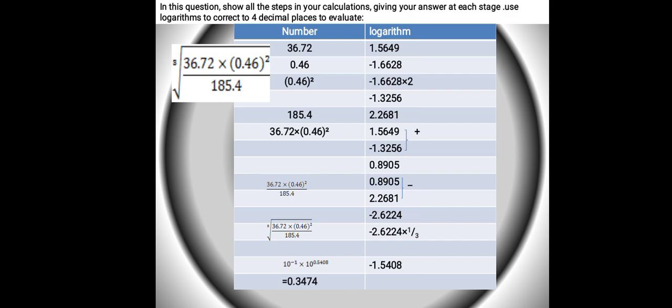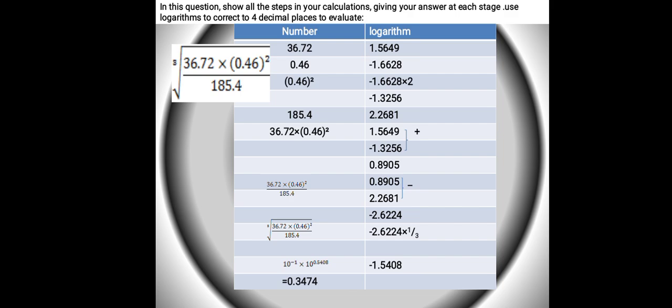Now the logarithm of 36.72 is 1.5649. The logarithm of 0.46 is 1.6628. The logarithm of the square of 0.46 is 1.6628 multiplied by 2, which gives us 1.3256. The logarithm of 185.4 is 2.2681.